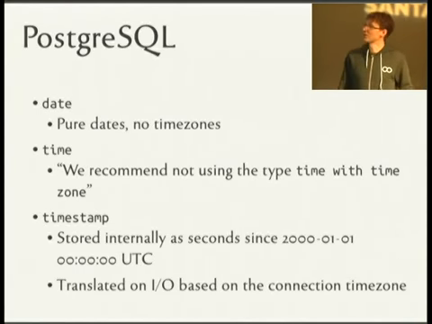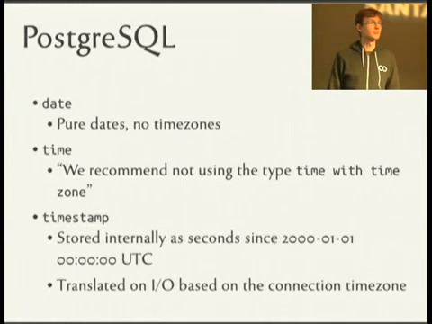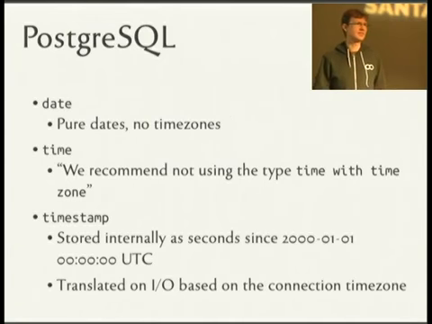Postgres has a similar set of functions, including a time type that can include a time zone. That's part of the SQL standard, believe it or not, except that it makes no sense. Question? That bit under time is way dated. That's advice from like 8 years ago. Do we recommend not using the type time with time zone? Yeah, that's part of the documentation. Just don't use it. It doesn't make sense.